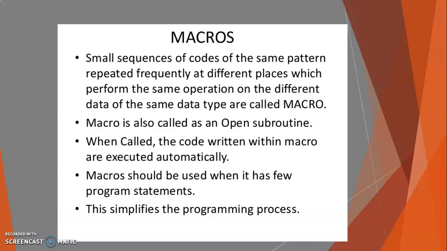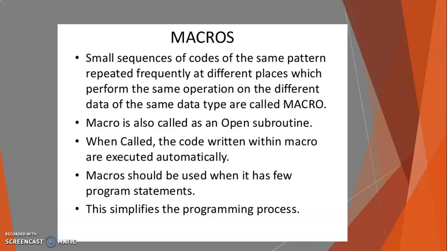A small sequence of code of the same pattern, repeated frequently at different places, which performs the same operation on different data of the same data type, is called a macro. A macro is called an open subroutine. When called, the code written within the macro is executed automatically. A macro should be used when it has only a few program statements. This simplifies the programming process.